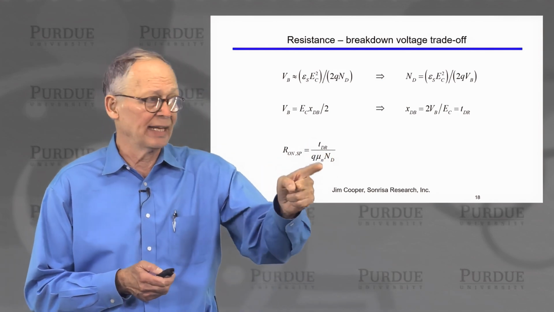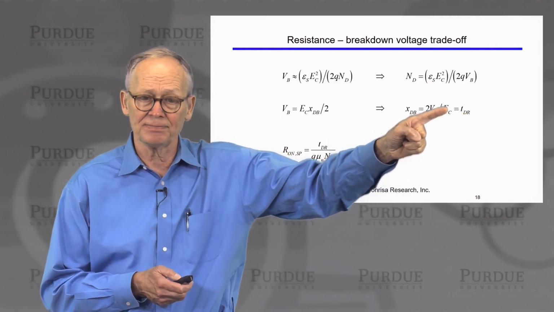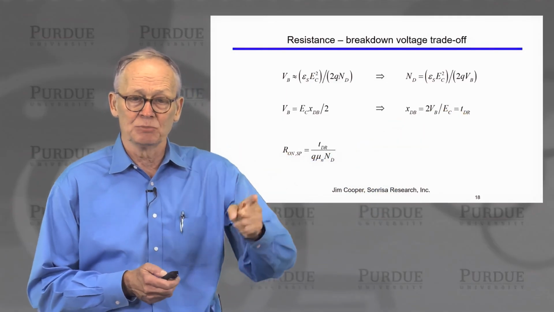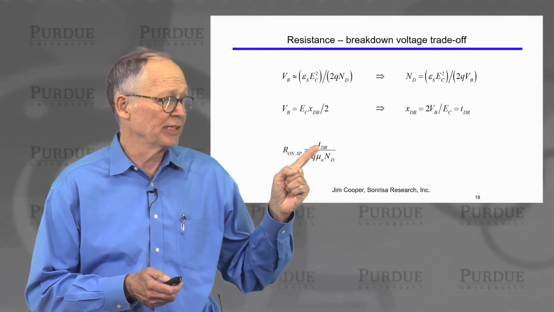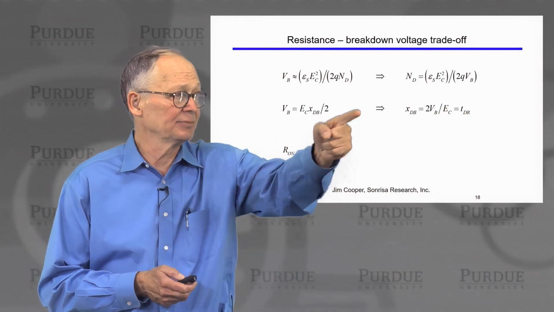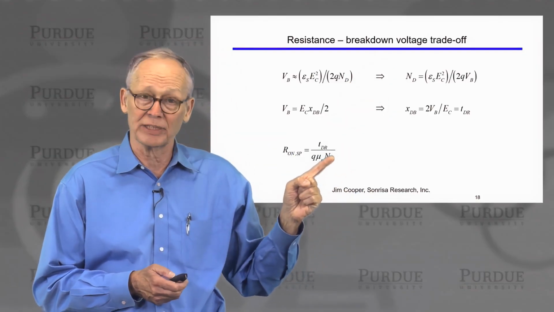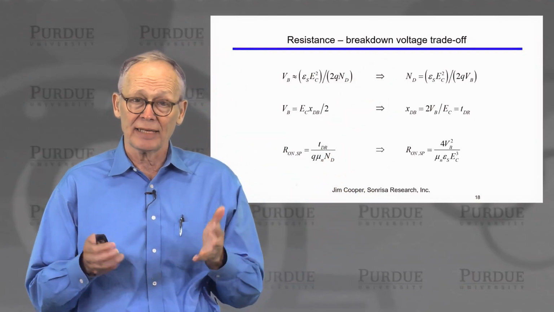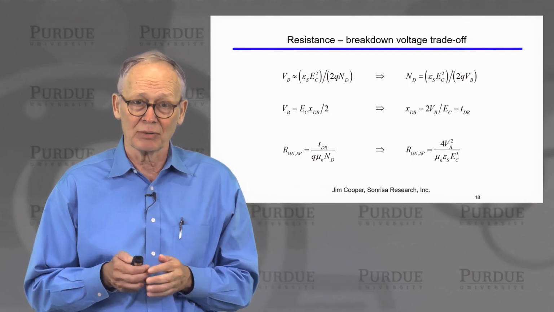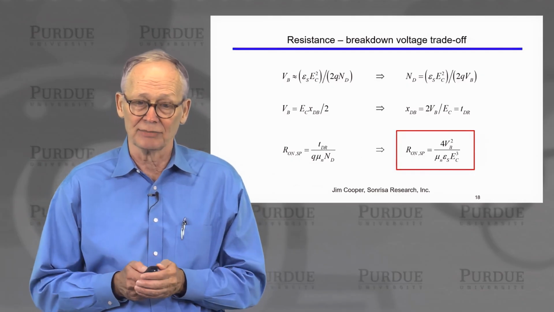Okay, we have an expression for the resistance. We're now assuming that this depletion region is the thickness of the drift region. We can solve for the thickness of the drift region and insert it in our resistance formula. We know the doping density in terms of the breakdown field and the breakdown voltage, so we can use that here. And we get a simple and very powerful expression for the on resistance as a function of breakdown voltage.